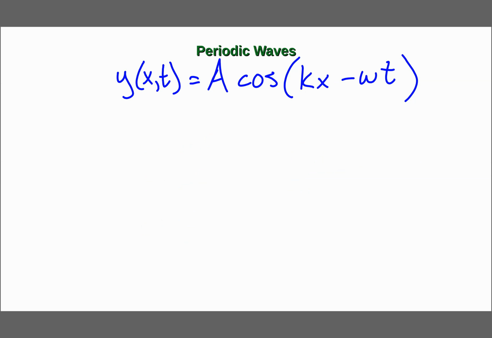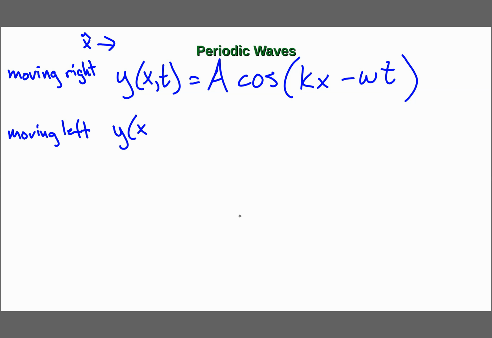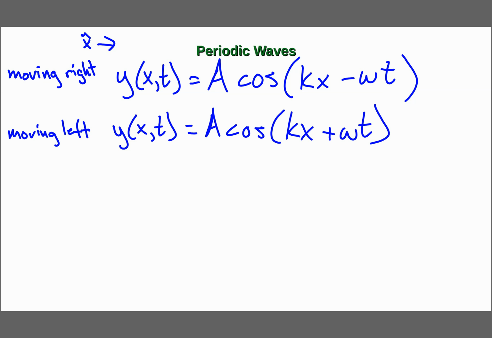And now, if our wave was moving to the left instead of to the right, the only difference would be that v would have been negative instead of positive. And so moving right with x hat this way. So moving left, moving the other way, the v would have been negative, and we would have gotten a cosine kx plus omega t. And so we have this equation to describe the motion of the particles as our wave goes by. This is what we call our wave function.